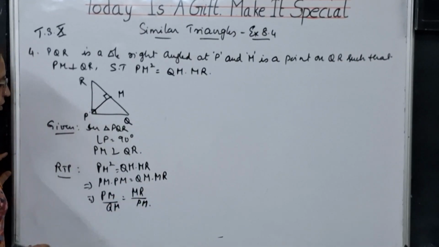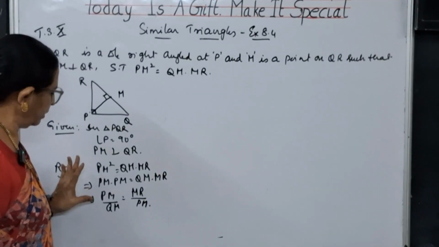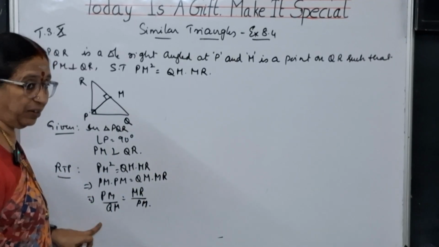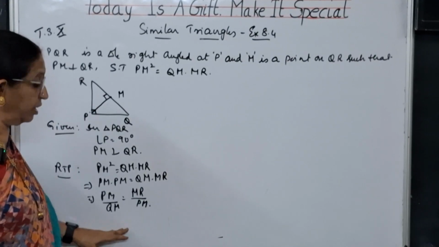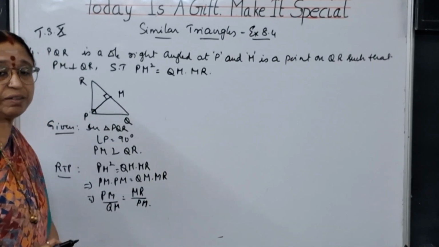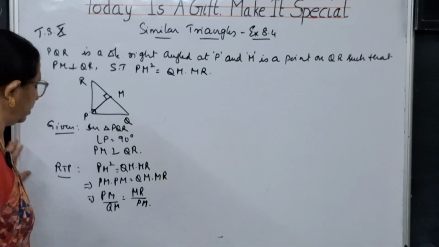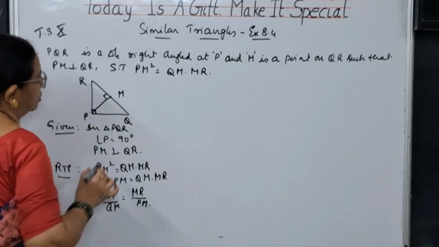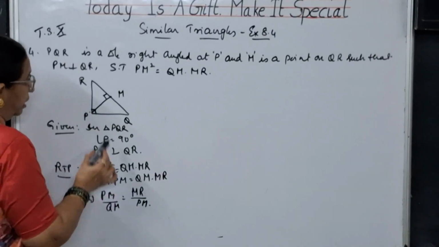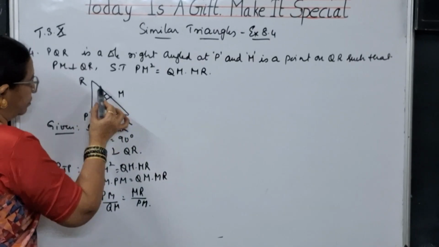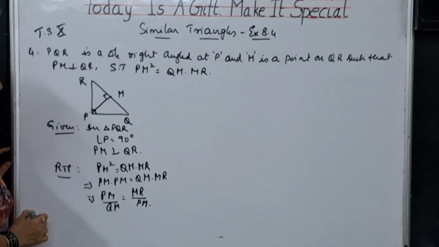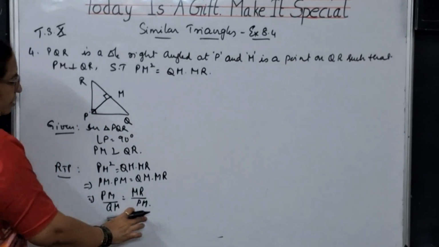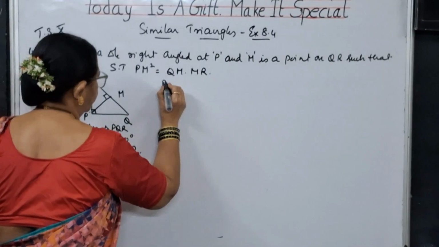Why am I writing this? With this, you will understand what are the sides of the triangle which we are dealing with, so that we will understand what are the two triangles that have to be proved as similar. So PM by QM is this. That means I should talk about this PQM triangle. MR by PM is this triangle MRP. So I need to prove that these two triangles are similar. Then I can say this. So let us see the proof.